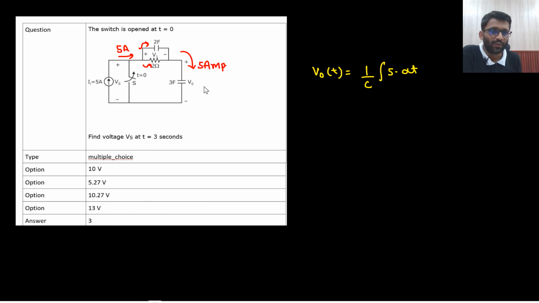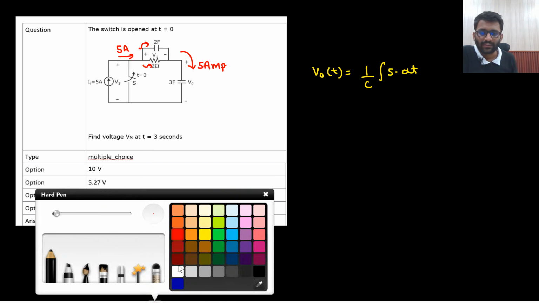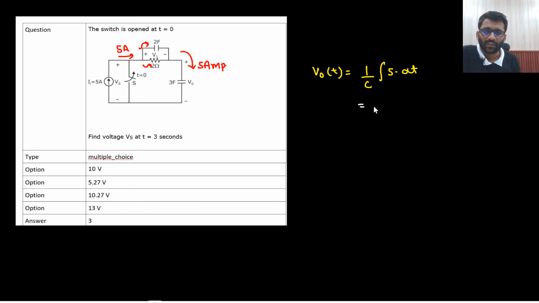From 0 you are starting, because the switch is opening at t equals 0. For t less than 0, what was happening? For t less than 0, the switch was closed, so the complete 5 ampere was flowing there. So nothing was happening with this circuit for t less than 0. But for t greater than 0 the switch is open. So it would be 5t by C, 5t by 3. Basically this is your v0(t).